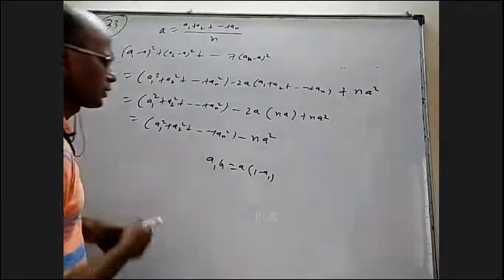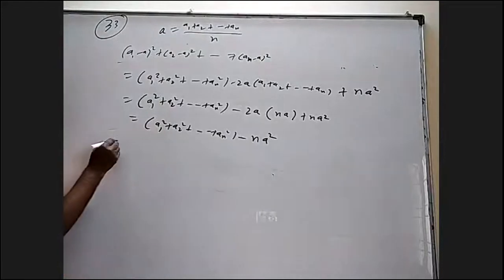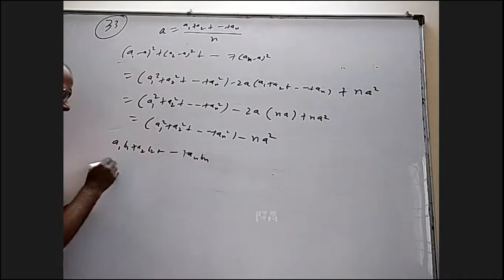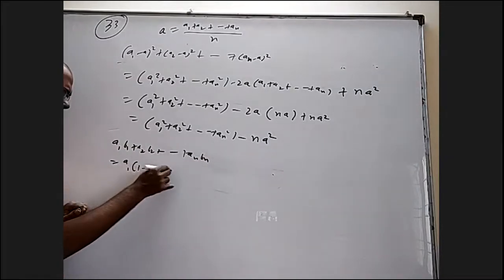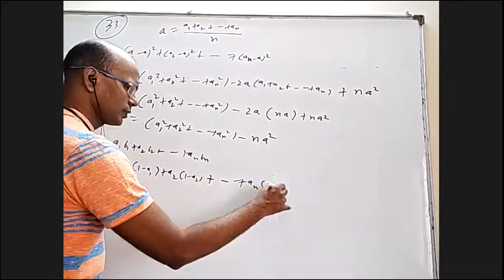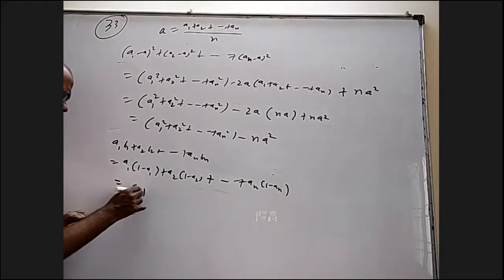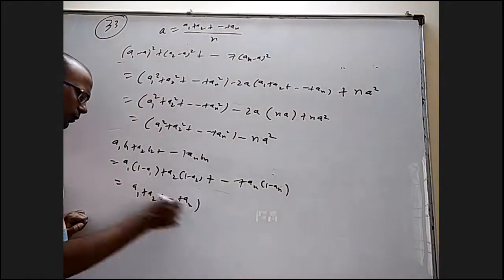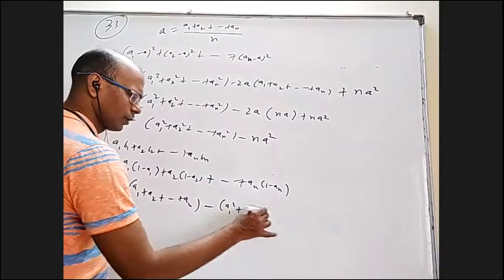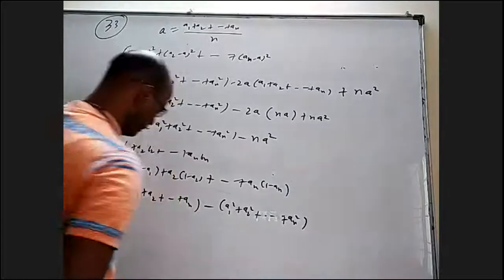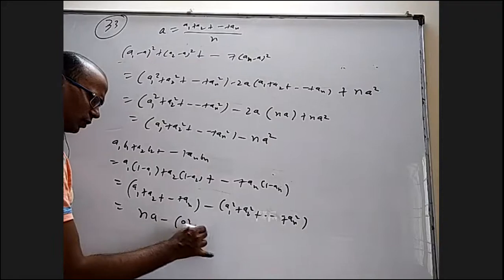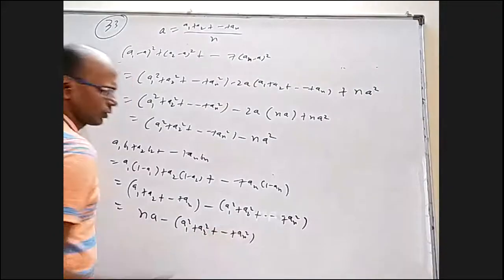Okay, let us do even that and see what happens. If I take only a1 b1 plus a2 b2 so on up to an bn, I am going to get a1 into 1 minus a1, a2 into 1 minus a2, so on up to an into 1 minus an. That is a1 plus a2 so on up to an minus a1 square plus a2 square so on up to an square. This is n times a minus a1 square plus a2 square so on up to an square.